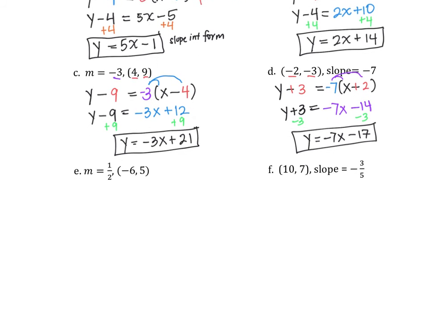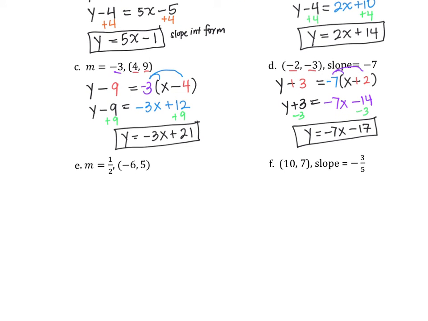And the last two we're going to do have fractions. But the setup is hopefully easy now. So I got y minus 5 equals 1/2, parentheses x plus 6. But I have to change it to slope-intercept form. Half x is half x. If you know what half of 6 is, you could just write the answer. I'm going to do this off to the side. I'm going to put a little 1 under here.